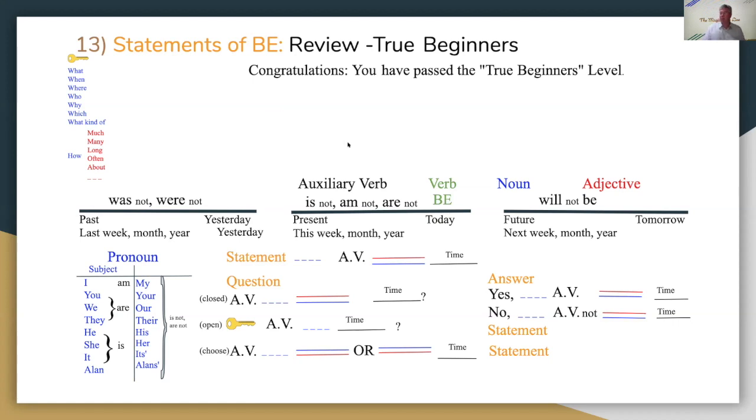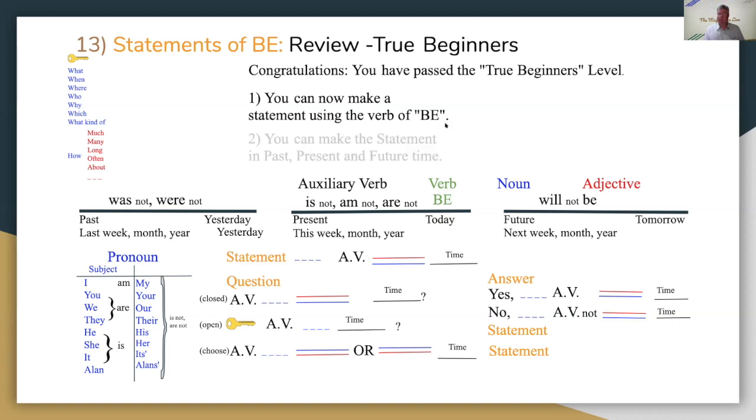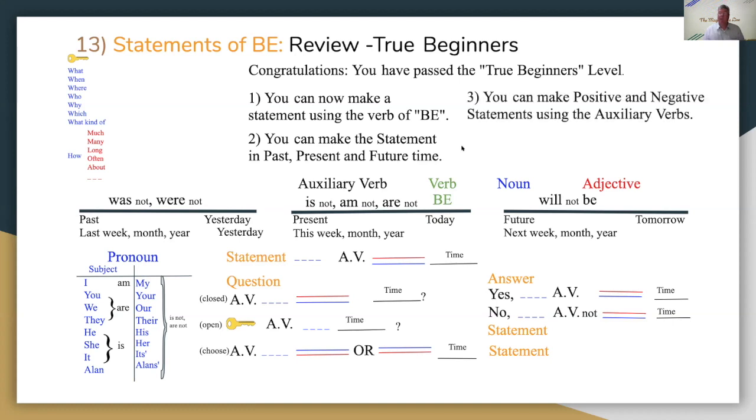So congratulations, you've passed the true beginners level. You can now make a statement using the verb of be. You can make the statement in past, present, or future time. You can make positive and negative statements using the auxiliary verbs. And you can make 3 questions, closed, open, and choose, for each statement. Well done. Congratulations.